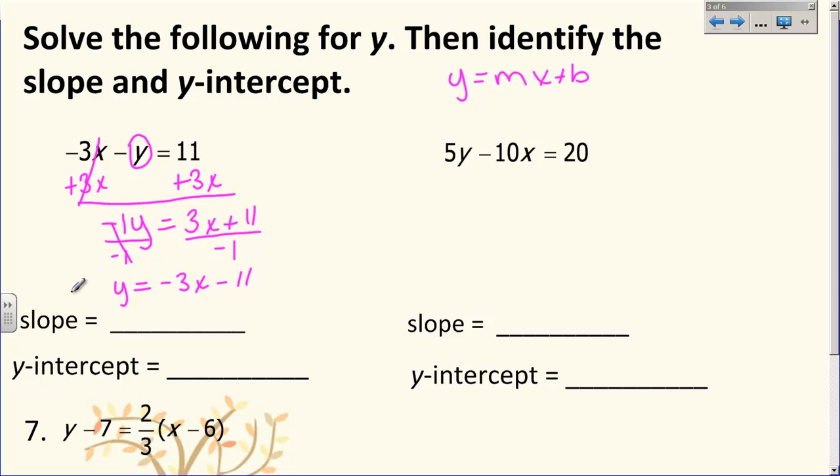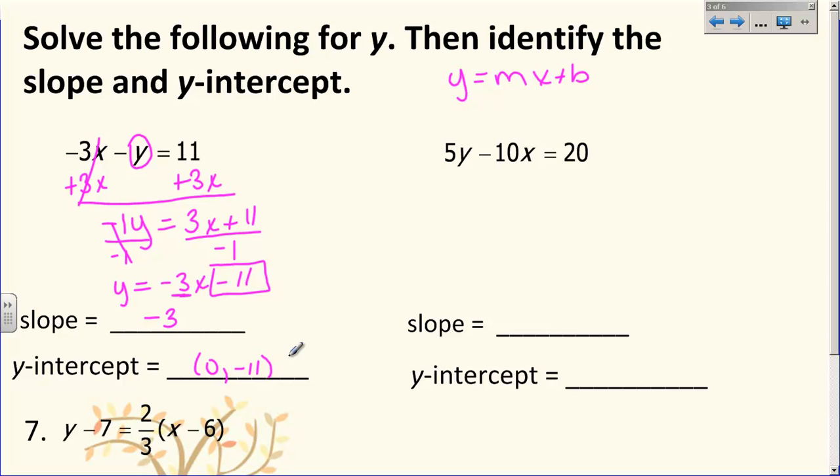The slope of this line, based on this equation, is right here, negative 3. The y-intercept is right here because that's the plus b. And so my y-intercept is negative 11, which you'll remember as an ordered pair is 0, negative 11, because that's the point on the graph.